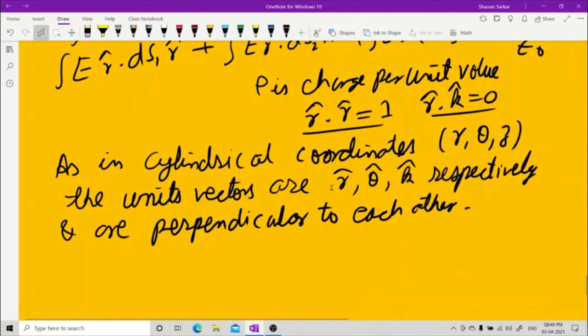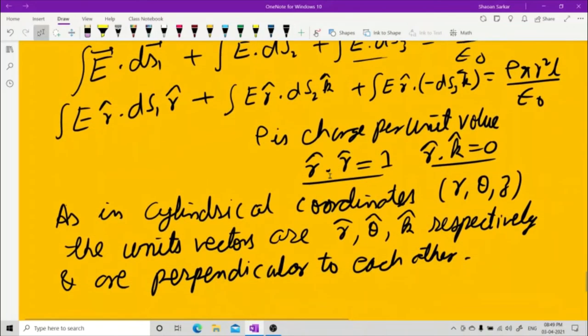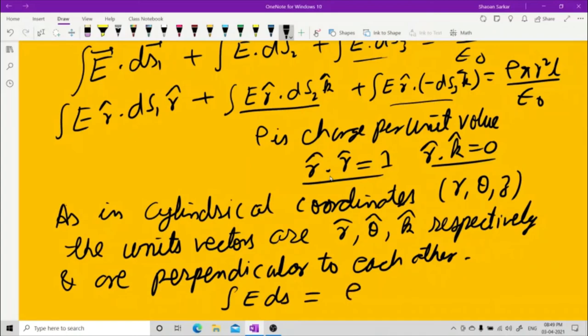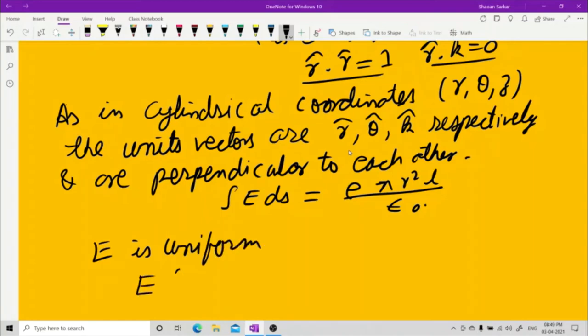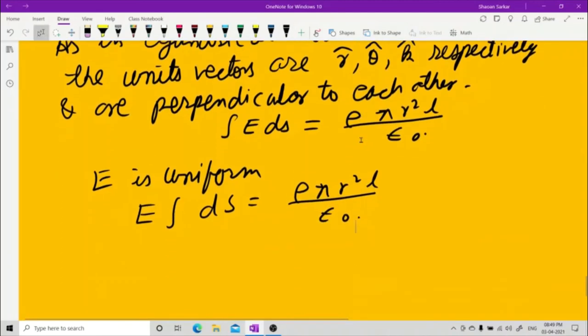Now from here, this point becomes 0, you are left with E ds is equal to rho pi r square L upon epsilon naught. Now see the picture here. E is uniform, it comes out of the integral, so E times ds is equal to rho pi r square L upon epsilon naught. Now see one thing here.